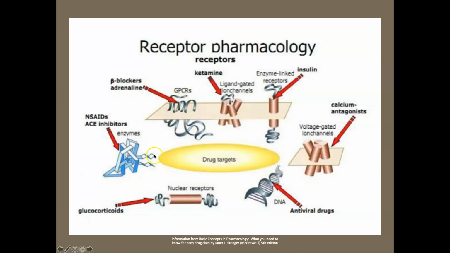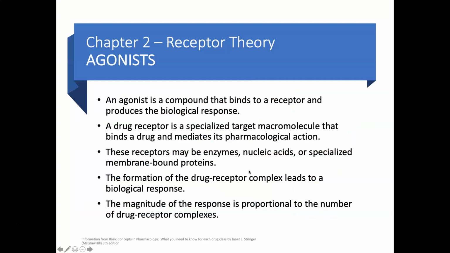And all of these receptors, when they're bound, if they're bound by an agonist, it's going to initiate some kind of reaction. If they are bound by an antagonist, it's going to block anything from happening, and it may reverse it. So hopefully this visual helps. The drug targets are in the center, and these items have to attach to the receptor in order to influence the drug target.